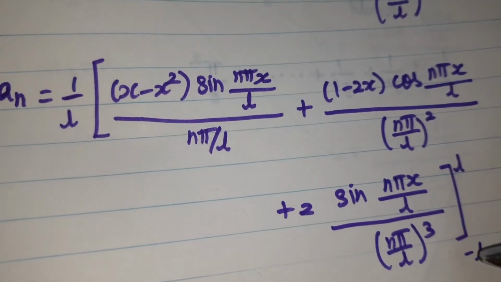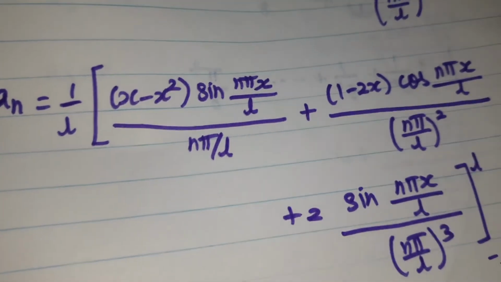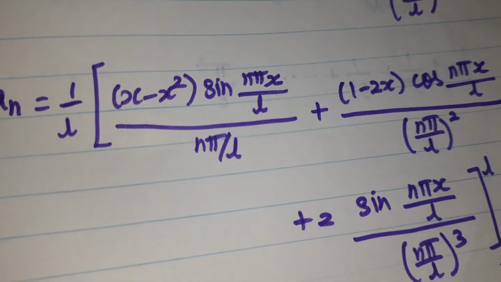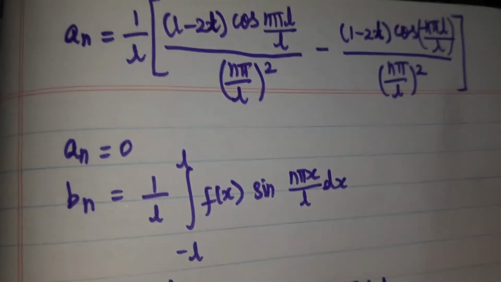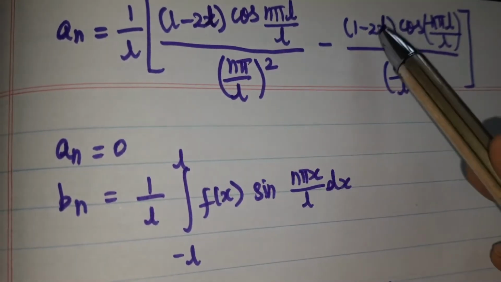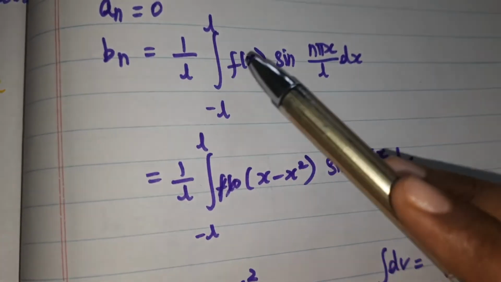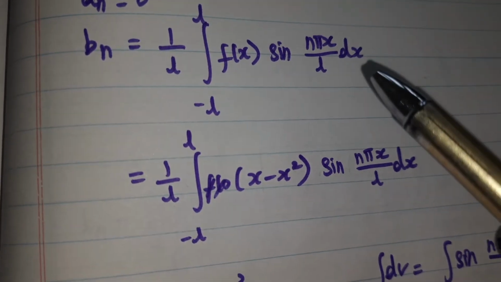Again, if we substitute minus L, cos n pi into minus L divided by L, which is cos of minus n pi. Cos of minus x is cos x. Therefore, the plus term and minus term get cancelled. Therefore, a_n is 0. And b_n is equal to 1 by L into the integral from minus L to L of f(x) into sin(n pi x / L) dx.